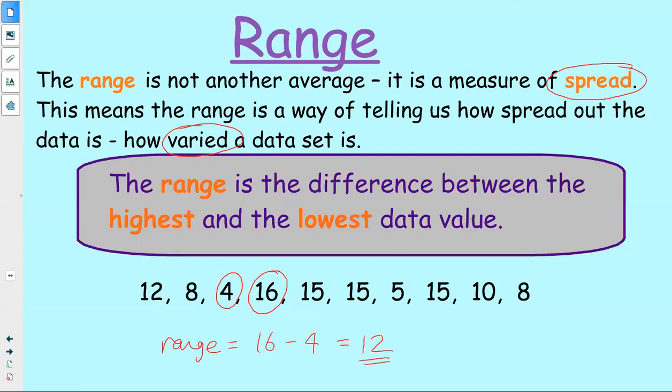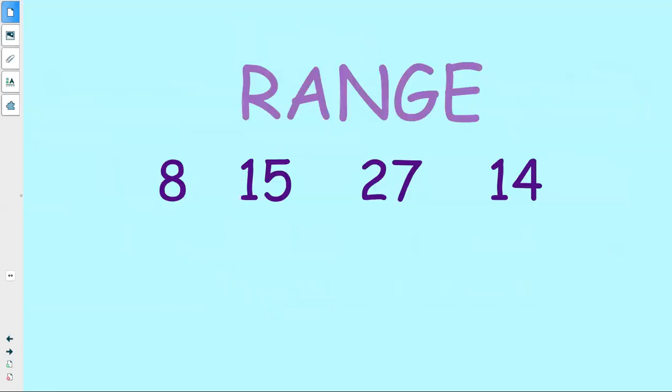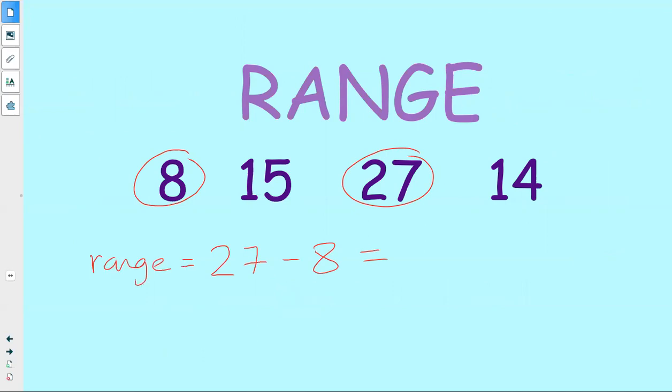So the range is 12. Good, let's move on. What is the range here? The biggest value, the biggest member, 27. And the smallest value is 8. So the range is going to equal 27, take away 8, which is 19.